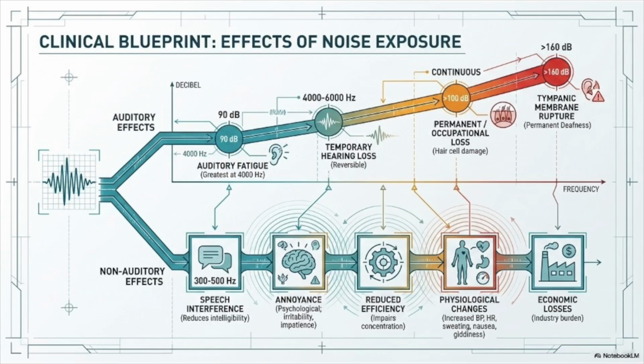Noise is one of the commonest occupational hazards. Prolonged exposure to excessive noise damages the sensory hair cells of the inner ear, leading to irreversible noise-induced hearing loss. Noise also interferes with communication, reduces concentration, increases stress levels, and contributes to workplace accidents. Engineering controls and hearing protection devices play an important role in prevention.